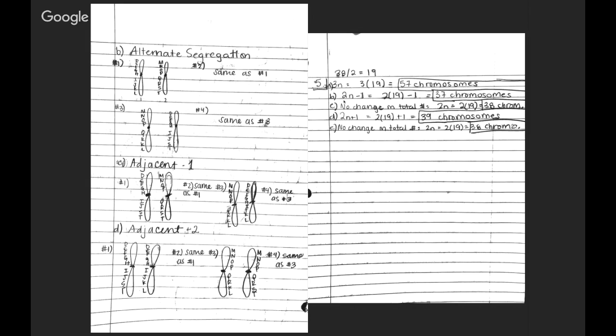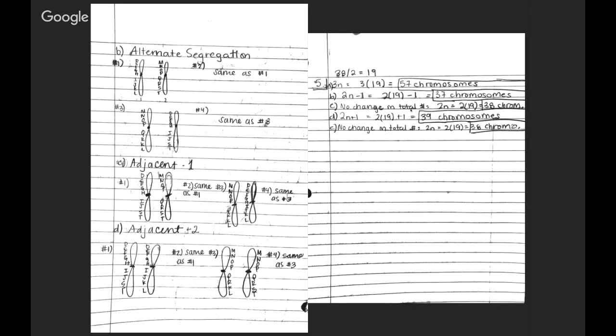And then for part B, a cat that is monosomic for chromosome 12, it doesn't really matter which chromosome number it is. What matters is that one of the chromosomes is monosomic, which means it has one less chromosome. So we have 2 times n minus 1. So 2 times 19 minus 1 is 37 chromosomes in a monosomic for chromosome 12 cat.